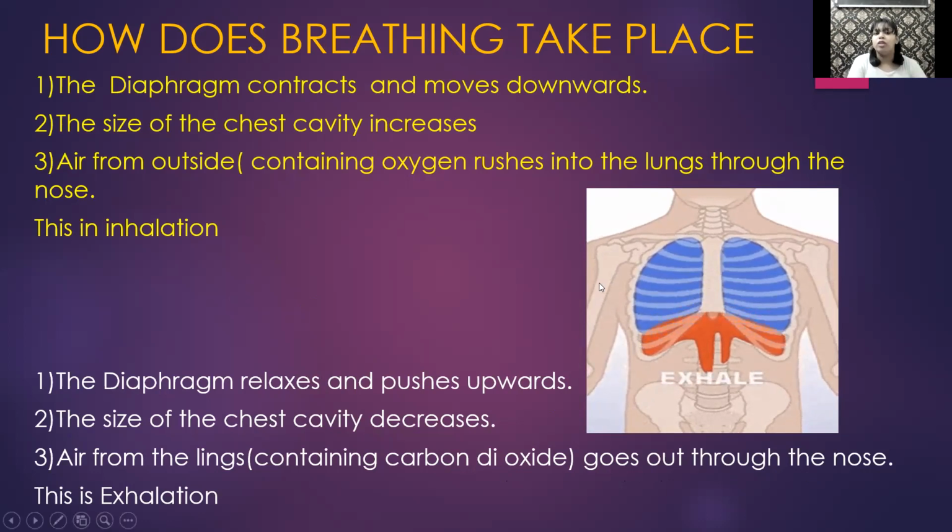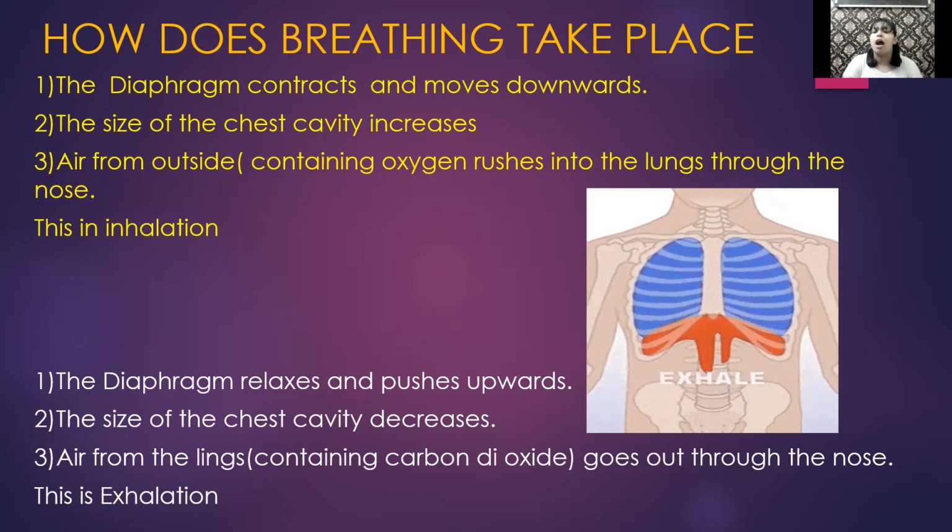exhalation. So when you breathe in, your diaphragm contracts and moves downward. So your chest cavity increases, and the air we breathe in, that is the oxygen, goes from our nose through the lungs. Now in exhalation, the diaphragm pushes upward and the chest cavity decreases, and the air comes out through our nose in the form of carbon dioxide.